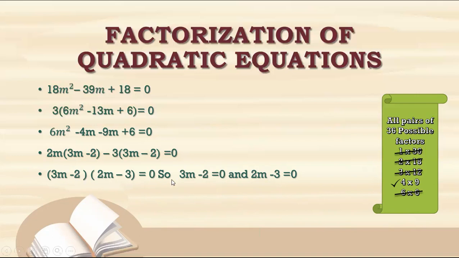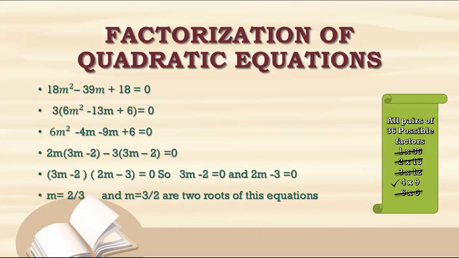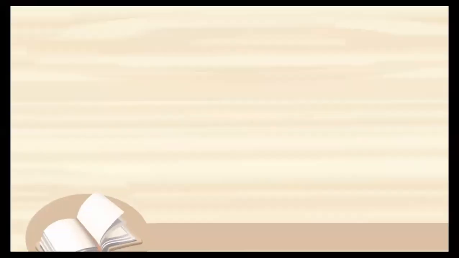So now we can see that 3m minus 2 is equal to 0 and 2m minus 3 is equal to 0. As we know, we have to take 2 to the other side and 3 to the other side and isolate for m, we get that m is equal to 2 by 3 and m is equal to 3 by 2 are the roots of this equation.